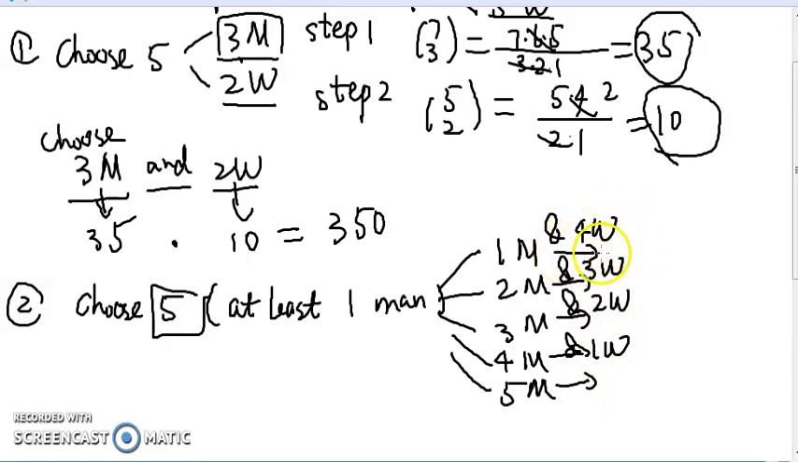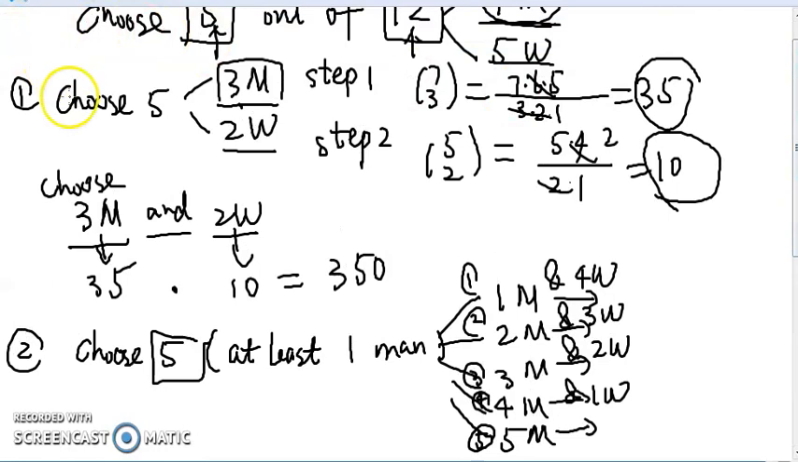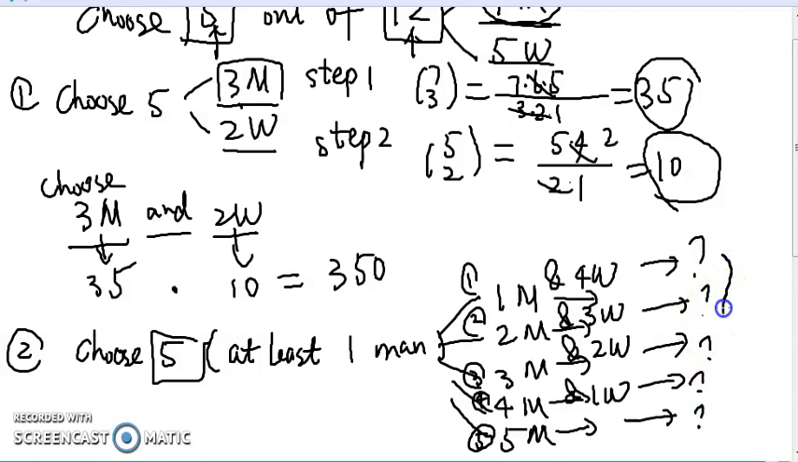For each case, case 1, case 2, case 3, case 4, case 5, you have to work it out like we did in the first example. So you do step 1, how many ways to choose 1 man, times step 2, how many ways to choose 4 women, to get an answer. For the second case, you do 2 steps again: how many ways to choose 2 men, times how many ways to choose 3 women, and find an answer. And the same for the others. After you get the answer for each case, you have to add them together to get a total: how many ways to choose 5 people, including at least 1 man.